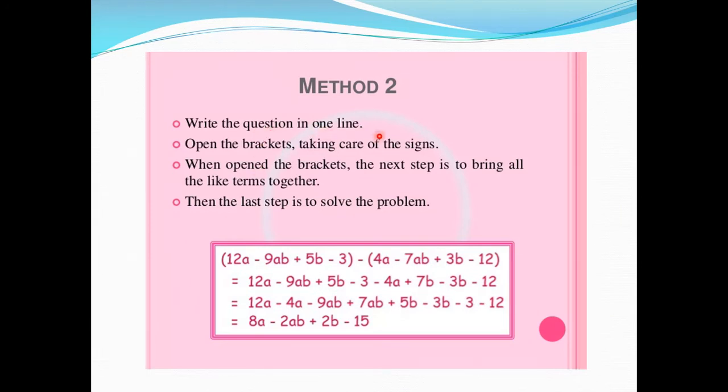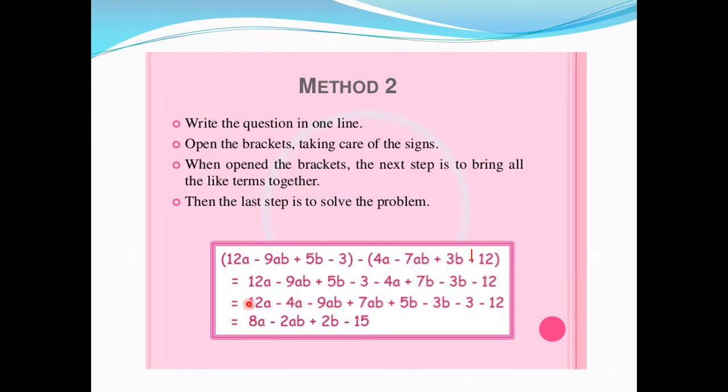Row method: write the question in a line, open the brackets taking care of the sign. You can see here before the bracket we have a minus sign, so when you open it, all the signs will change. Clear? Here it will come plus. Now you will change the sign. 12a minus 9ab plus 5b minus 3, open the bracket, minus 4a, minus minus plus 7ab, minus plus minus 3b and minus plus minus 12.